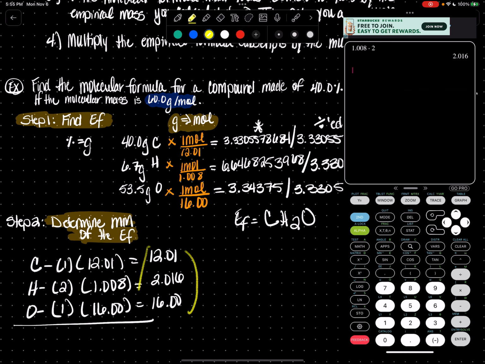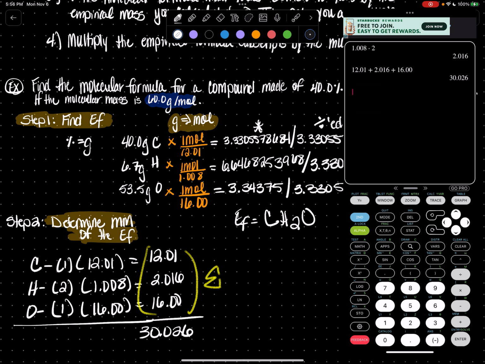And then once I multiply across, I'm going to add them up down. So here, 12.01 plus 2.016 plus 16.00 gives me a whopping 30.026.